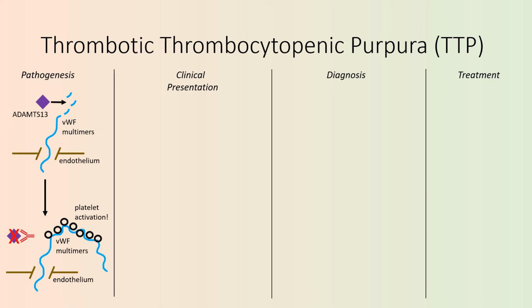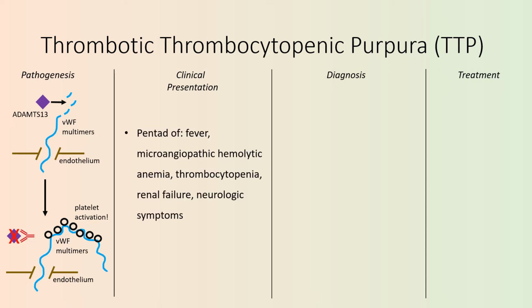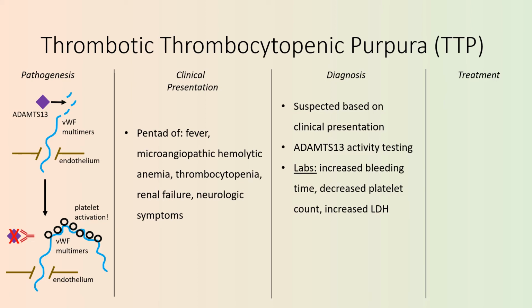The classic symptoms of TTP are a pentad of fever, microangiopathic hemolytic anemia, thrombocytopenia, renal failure, and neurologic symptoms. Diagnosis is based on clinical presentation, but ADAMTS13 activity testing can be done, though treatment should not wait on the results of this test. Lab findings include increased bleeding time, decreased platelet count, and increased lactate dehydrogenase, which is a marker of the intravascular hemolysis that occurs in TTP.